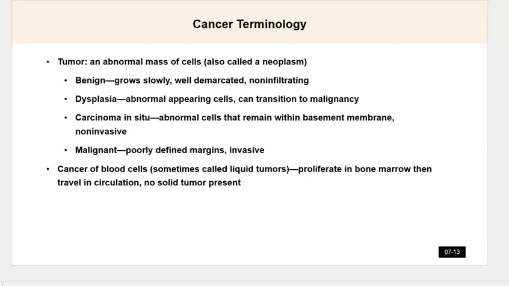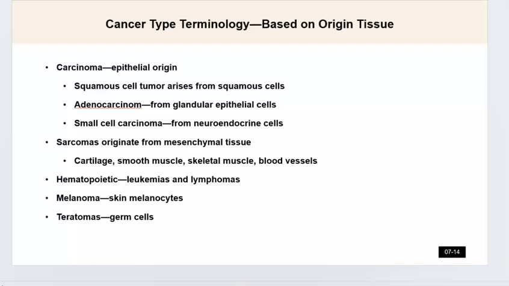Malignant tumors are named based on the tissue from which they develop. This is really important. A carcinoma, for example, is a malignant tumor that's derived from cells of epithelial origin. So squamous cell carcinoma, adenocarcinoma, small cell carcinoma. Squamous cells come from the squamous epithelial. Adenocarcinomas come from the glandular epithelial, and then small cells come from neuroendocrine cells.